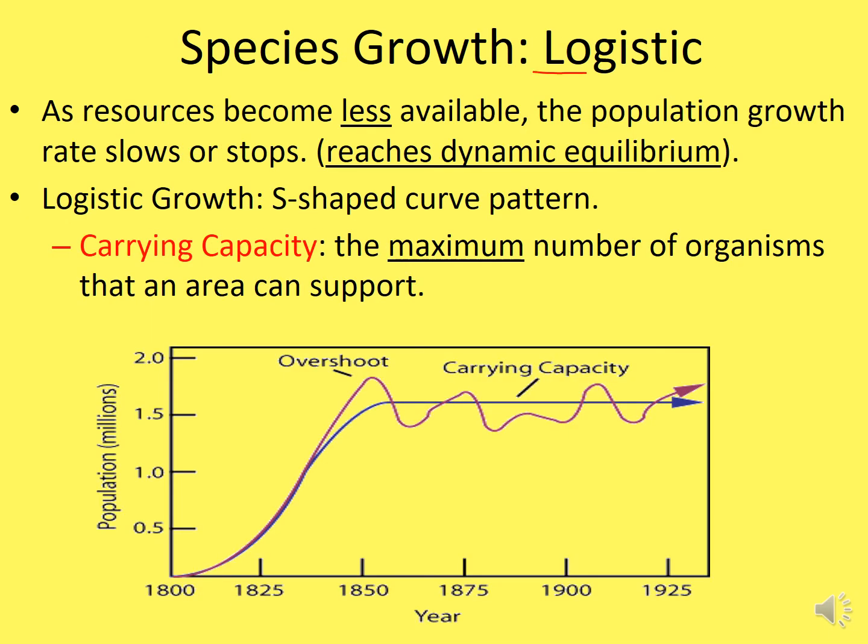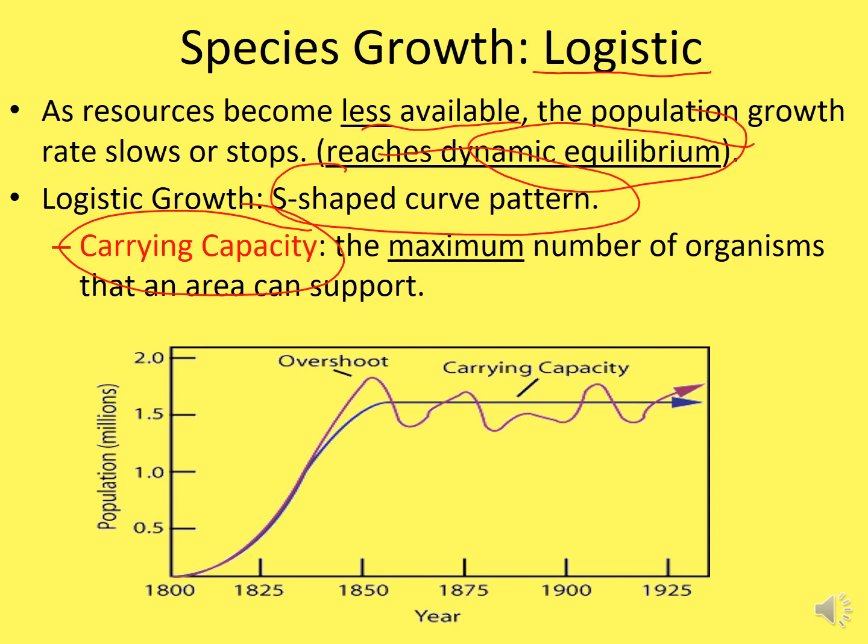So species growth with logistics. What happens is with logistic growth, we can get a cap, and it becomes a carrying capacity. This is where resources are less available and we have reached a dynamic equilibrium. This is going to be called an S curve on a map.